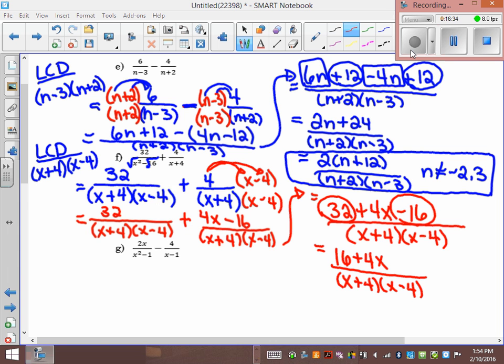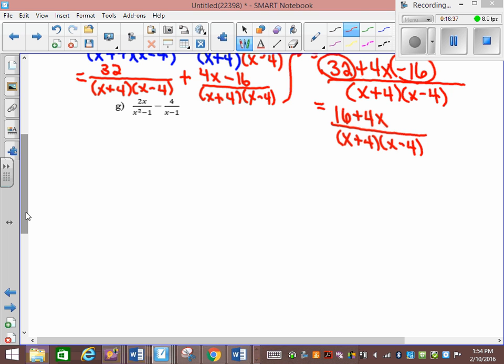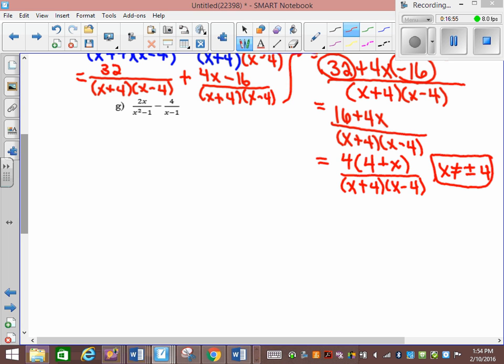On the top, what could I take out? 4. If I take out a 4, I'm left with 4 plus x, over x plus 4, x minus 4. I know my NPVs are x can't equal plus or minus 4, because NPVs are always stated before you cancel. Why would I state them at this point? What can I still do? Julia? Yeah, the 4 plus x and the x plus 4 are the same thing. So I'm left with 4 over x minus 4.